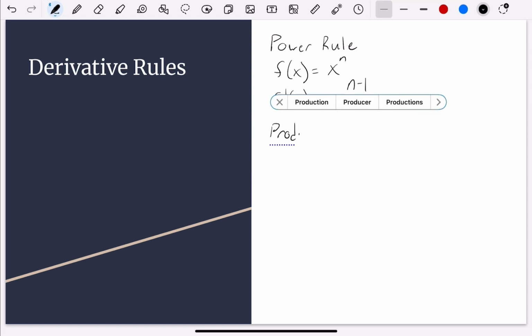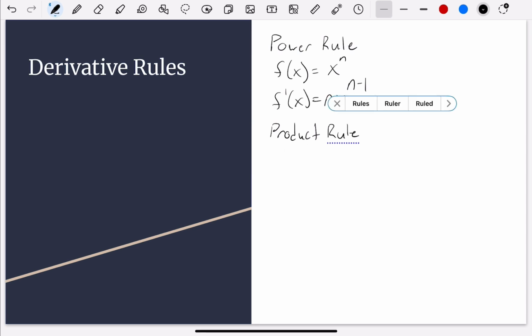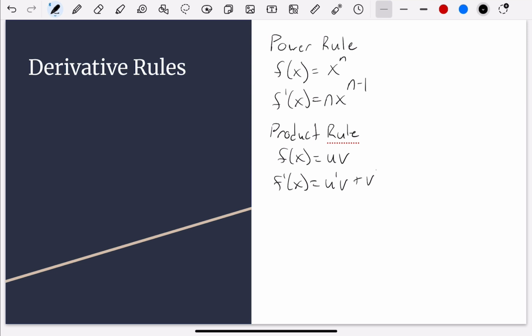Then we have the product rule. The product rule is when we have two polynomials being multiplied together, say like u and v. Then the derivative is equal to the derivative of one times the other plus the derivative of the other times the one.